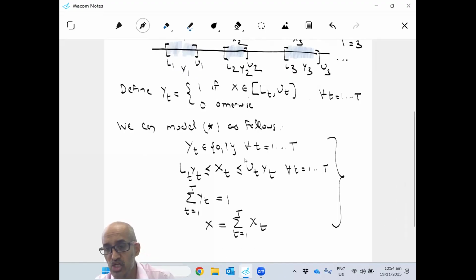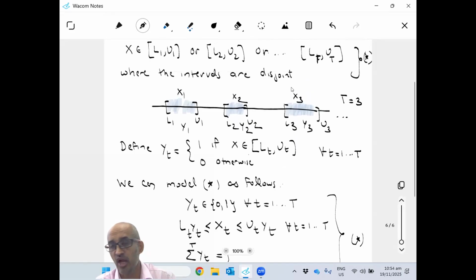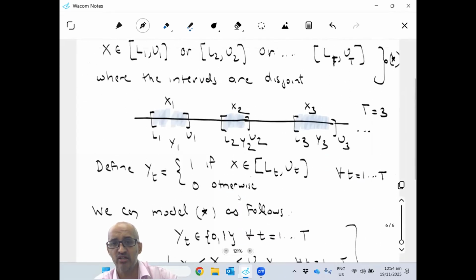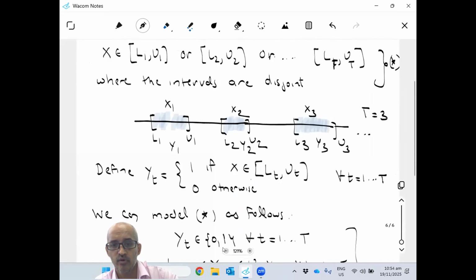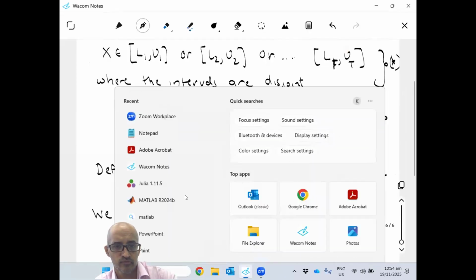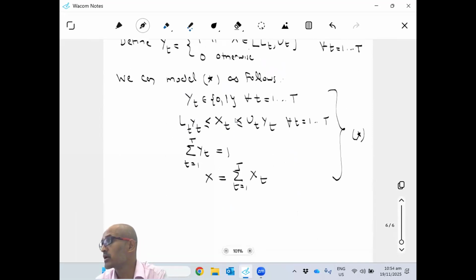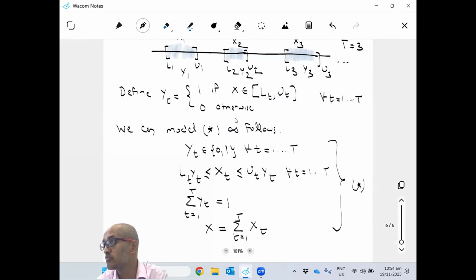This is a reformulation of this condition of star. Every x in this set, sorry, every x in this set star is captured in this part, and this is an equivalent reformulation. Linear, linear, linear, binary. So this is a formulation of an integer feasibility problem.